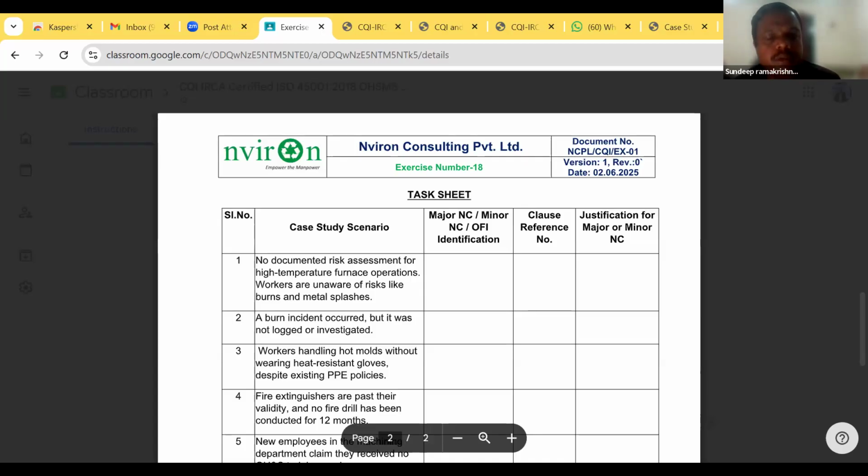A burn incident occurred but was not logged or investigated. 10.2, sir. Clause number 10.2. Okay. Is it major or minor? Major, sir. Why? Because it is a failure to record and investigate an incident that affects the effectiveness of the occupational health and safety management system.